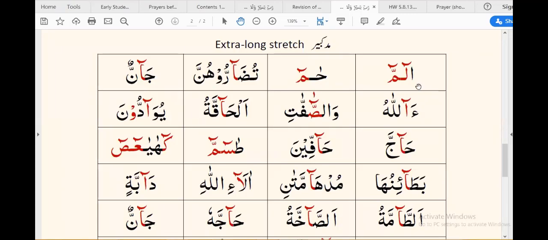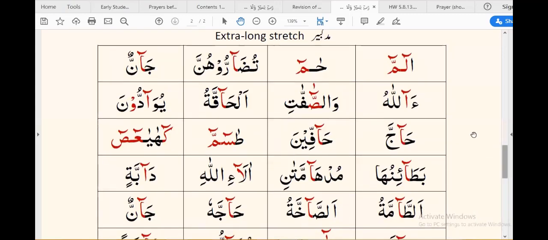So that is how you can identify if it is a Maddul Kabir or a Maddul Saghir. And the main difference between the two in pronunciation is that you pronounce this one for 4 to 6 seconds, and Maddul Saghir you pronounce for 3 to 5 seconds. Now let's have a student on the mic. Let's have an Atfal.